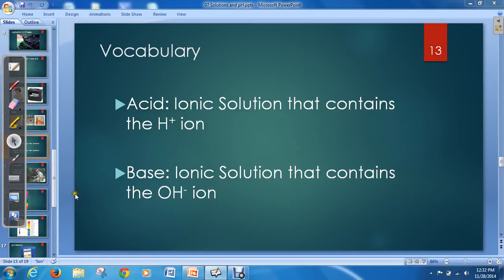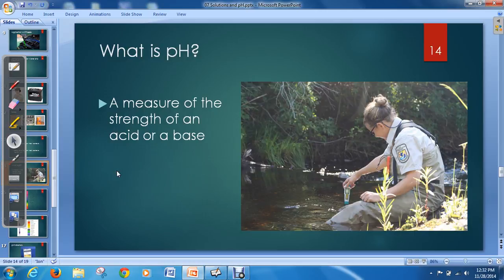Okay, and so the last thing we want to talk about is what we call pH, which is basically parts hydrogen, or basically the H plus ion. So parts of the H plus ion. And pH is a measure of the strength of an acid or a base.